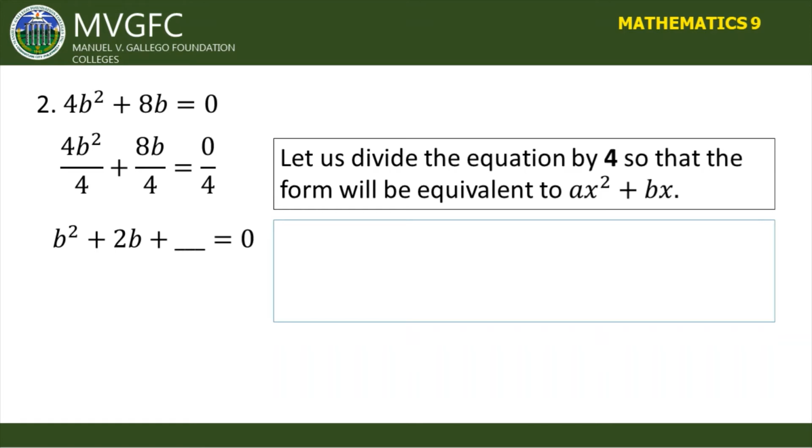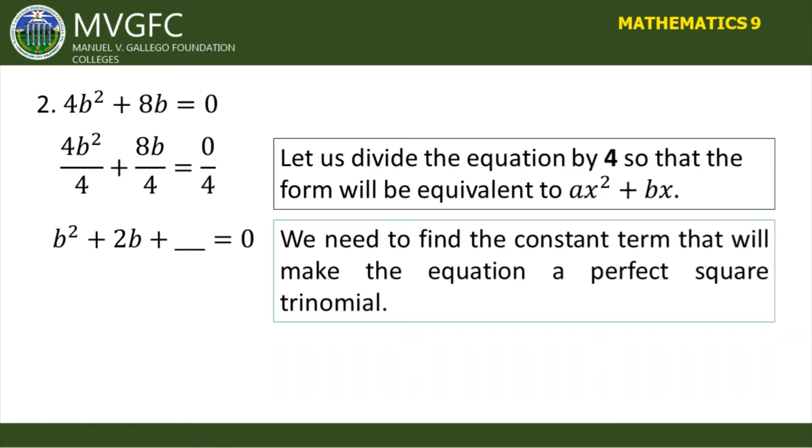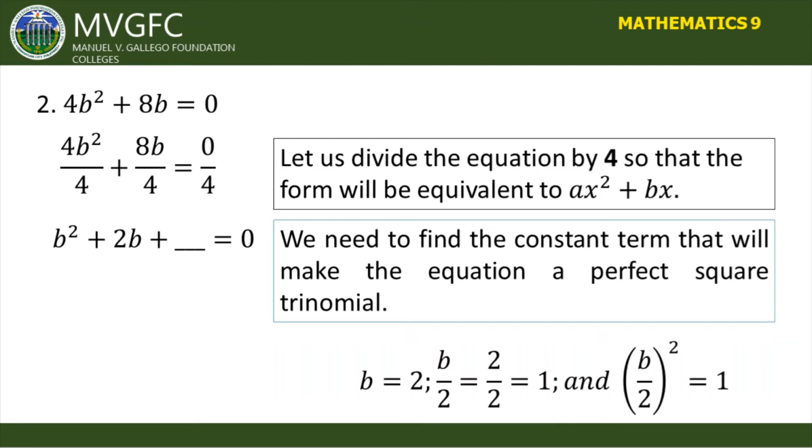So all together, cancel out or divide it, we have now b squared plus 2b plus blank is equal to 0. Why blank? Of course, we need to find the constant term that will make the equation a perfect square trinomial. Again, how? Simply look at the middle term. The middle term is 2b and the constant there is 2. So the value of b is equal to 2.